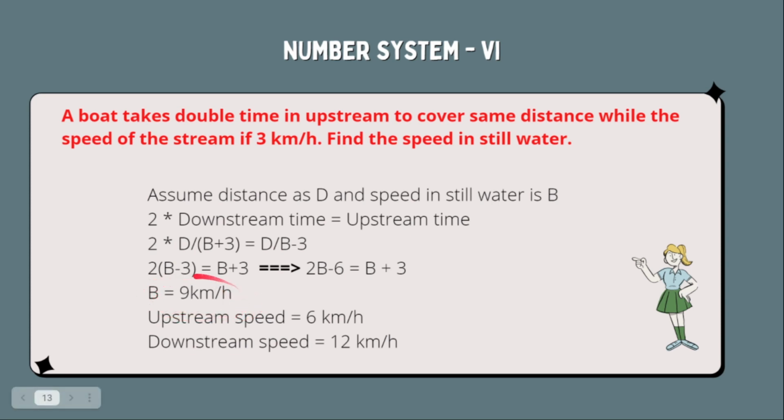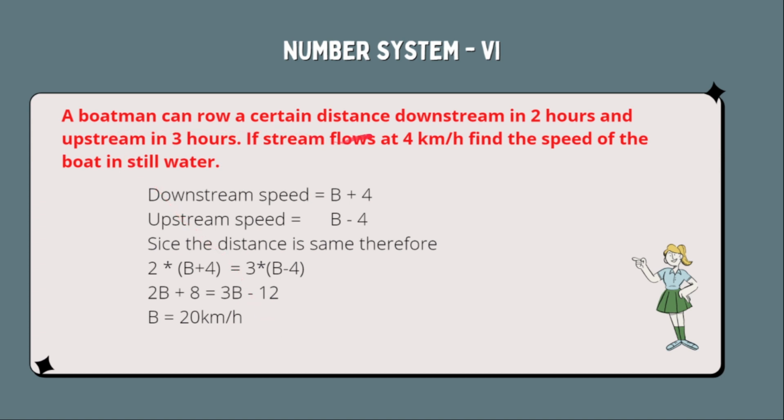Now B equal to 9 km per hour, and what is given here? Speed of the stream is 3 km per hour. So upstream speed will be 6 km per hour, as we know that upstream is B minus 3, and downstream will be B plus 3, that is 9 plus 3 equal to 12 km per hour.